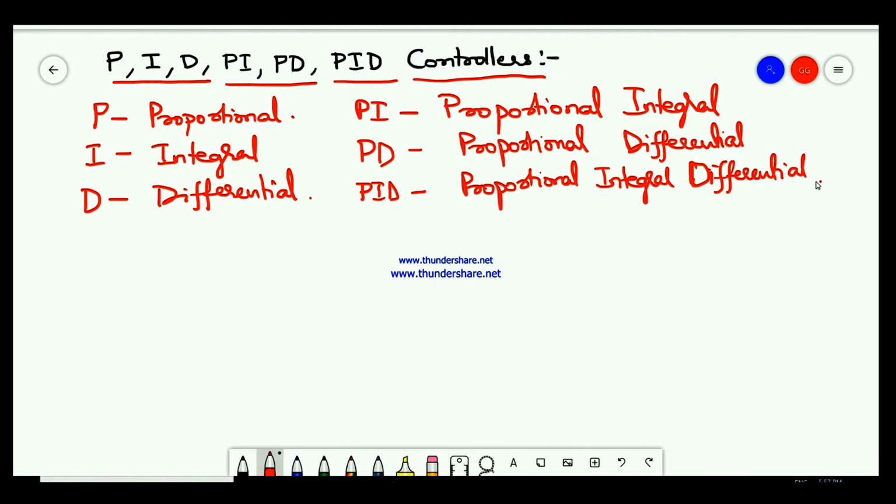So we will discuss one by one. In this video we will discuss proportional controller, integral controller and differential controller, and then in the next video we will see PI, PD and PID.